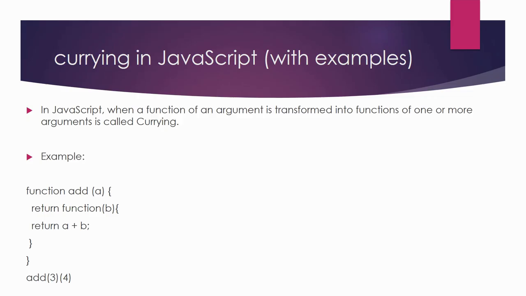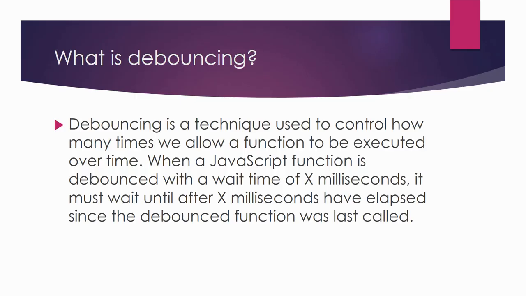We have the function add, and we are passing the parameter a. Then we return the function again with b. In that we also return a plus b, the addition of both the arguments or parameters. Then we can call that function as add, passing the two parameters 3 and 4. This concept is called currying.